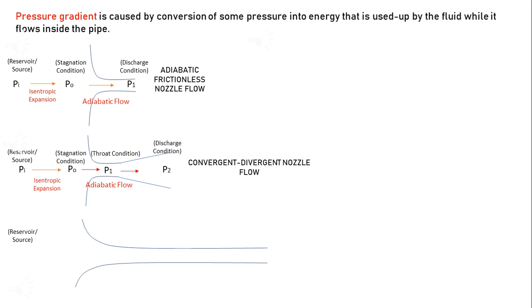From reservoir, the gas flows directly into the discharge of the pipe, and the flow is isothermal. This is called the isothermal frictional flow. The frictional flow is due to the presence of the long pipe.